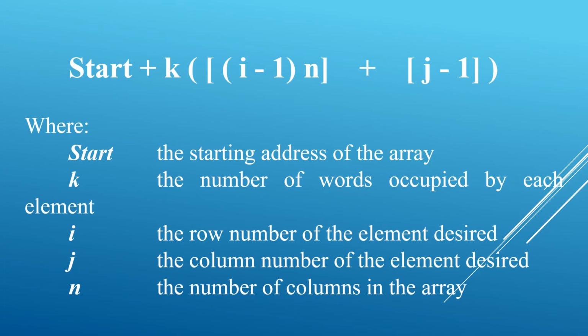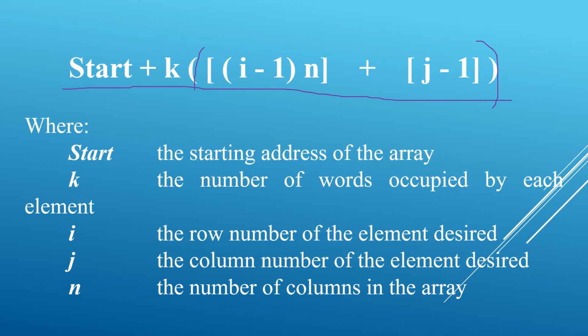Now, of course, the formula would be nadagdagan na, no? Like for one-dimensional array, we only use start plus k times I minus 1. However, in two-dimensional array, we have two subscripts. That is why we pertain to the ith and jth position. Okay? So, we have this formula, start plus k times. So, this is one term multiplied by the term inside this expression, which is again a compound expression, consisting of I minus 1 multiplied by n plus j minus 1.